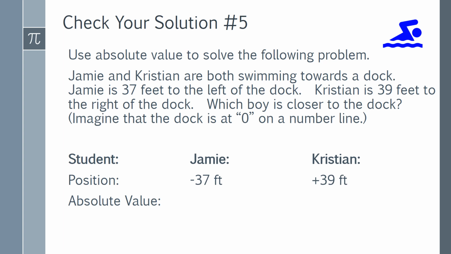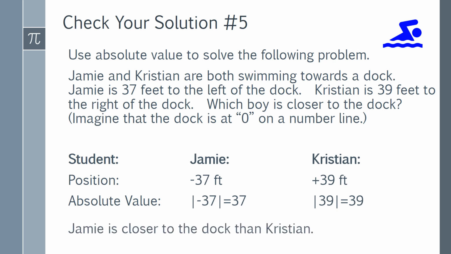Next, we need to find the absolute values. The absolute value of negative 37 is 37, and the absolute value of 39 is 39. So, we can see that Jamie is closer to the dock because he is only 37 feet away, while Christian is 39 feet away.